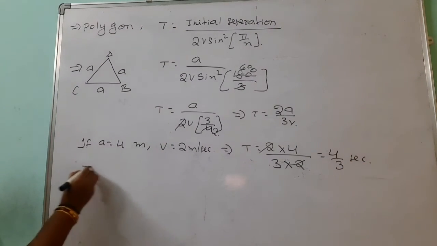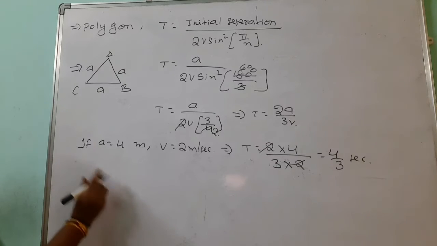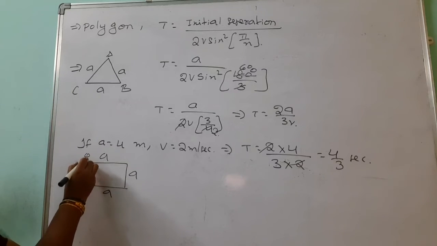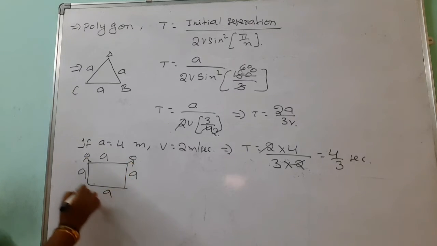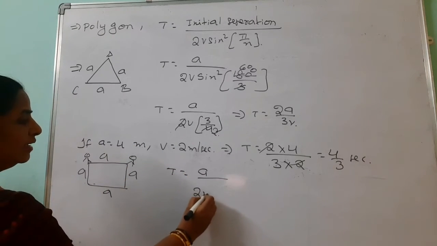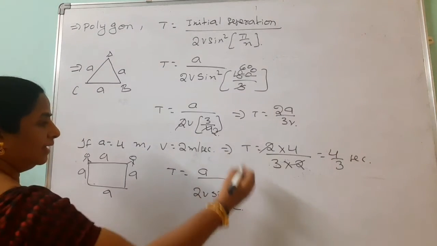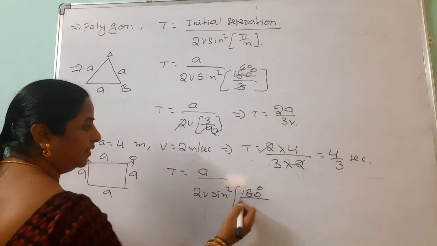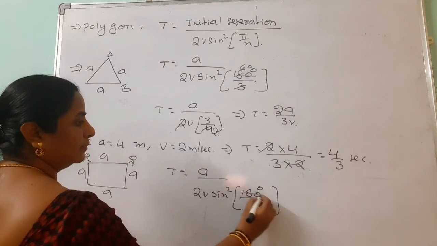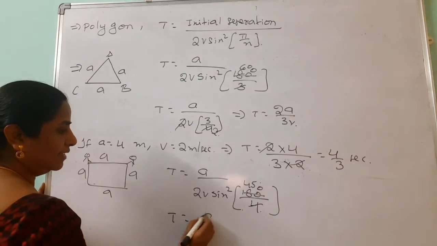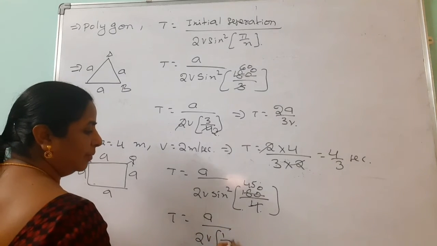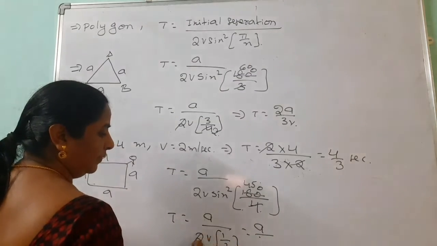Suppose we are taking a square. How many sides does it have? It has 4 sides. A. Here the person is moving towards this person. Like that, when will they meet? We can use this formula, T equals A by 2V. What is the difference here? Same, instead of pi we take 180 degrees, but with the sides we take 45 degrees. So T equals A by 2V into sine 45, which is 1 by root 2, whole square, means 1 by 2. We get A by V.